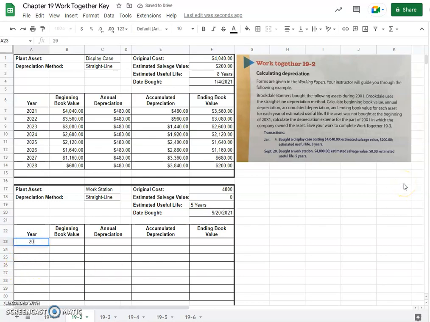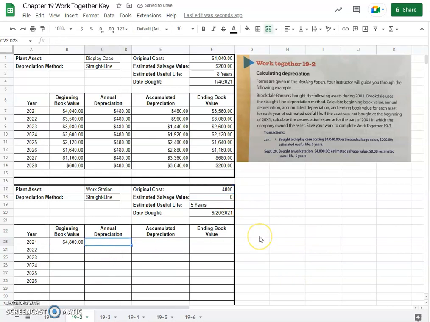So our first year, 2021. So there's year 1, 2, 3, 4, 5. But I think we're going to have to go into the next year to finish it out partial, because we have a partial in this first year, right? Our beginning book value is our original cost of $4,800. If you don't want to type it in, you could just do equals and click up here on original cost.